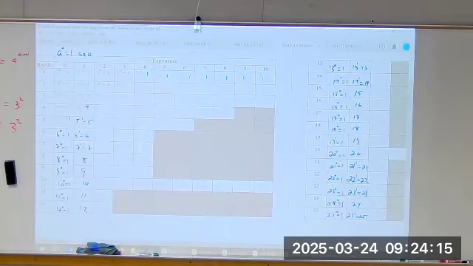X squared times x is x to the third. When you're factoring, you got to figure out what times what is x to the fourth. X squared times x squared would be x to the fourth. How many different ways can I factor this and get the same answer? Dealing with exponent rules of exponents.